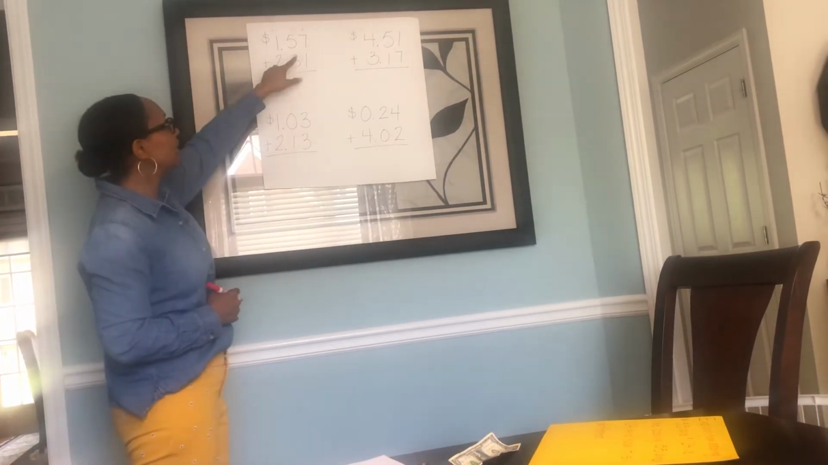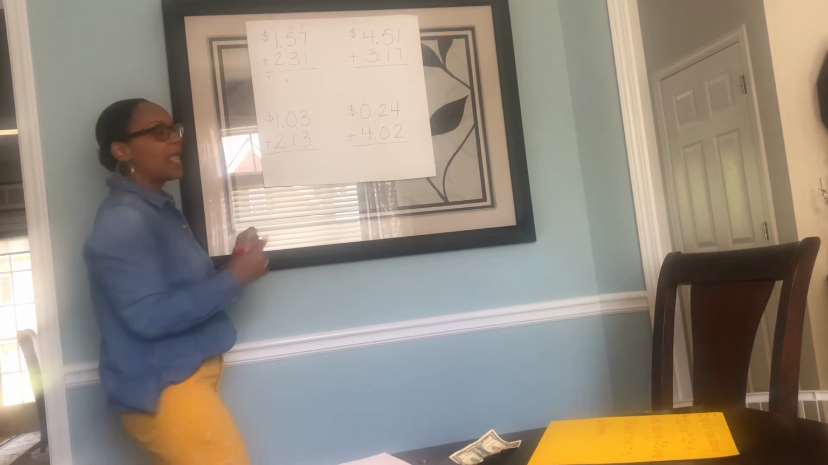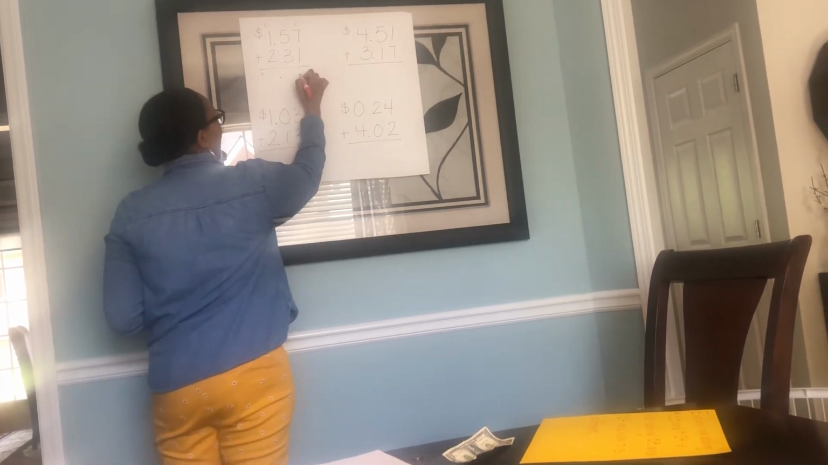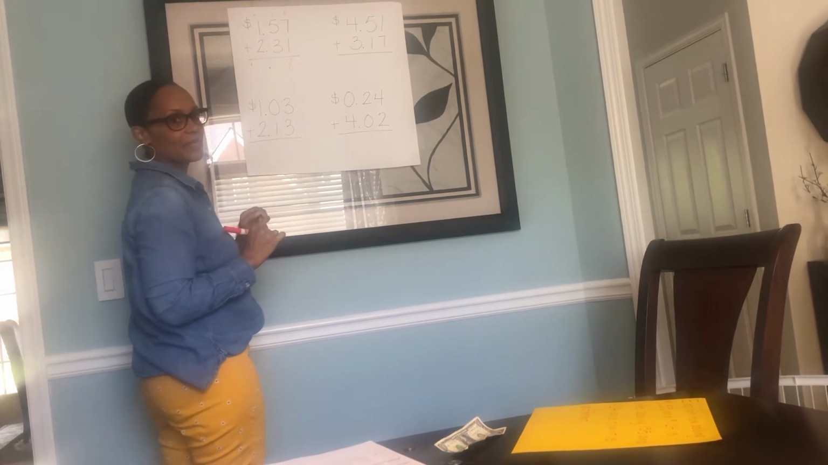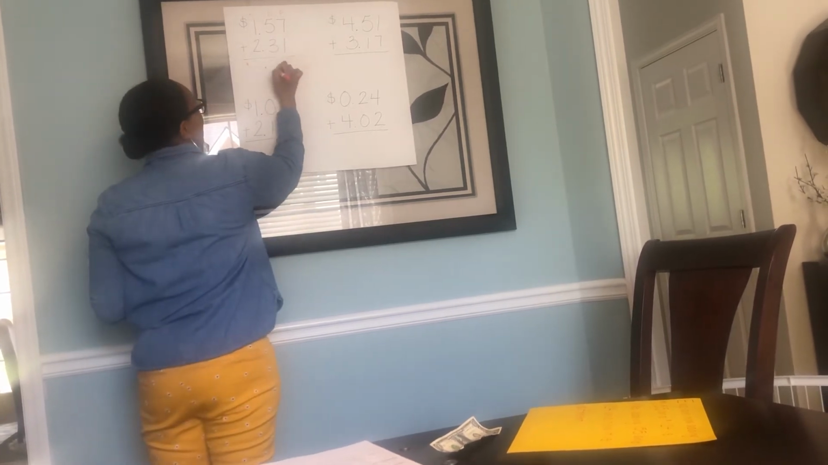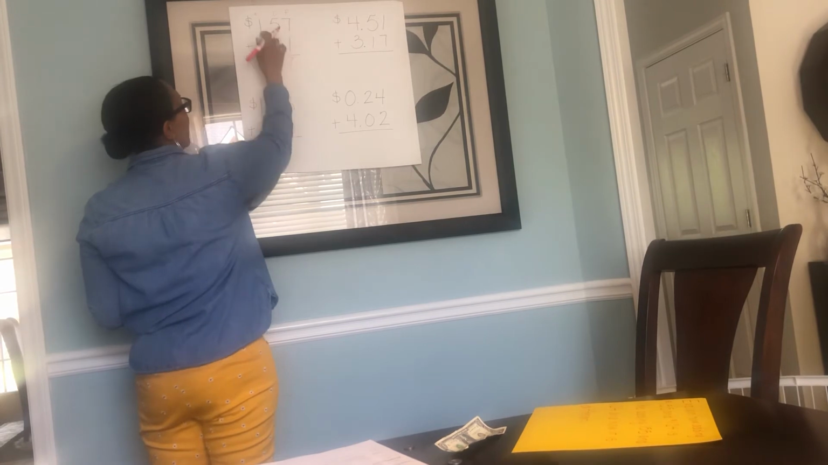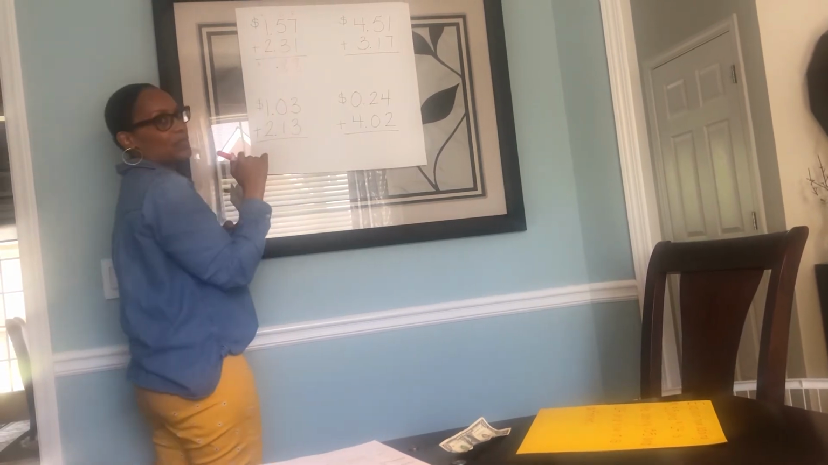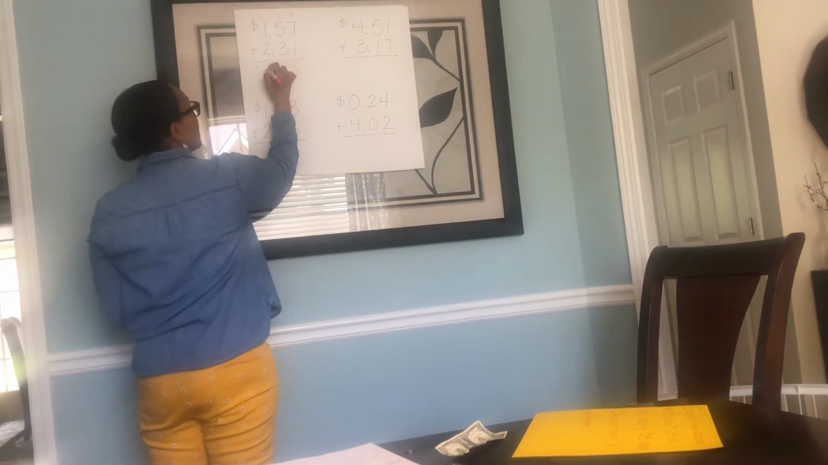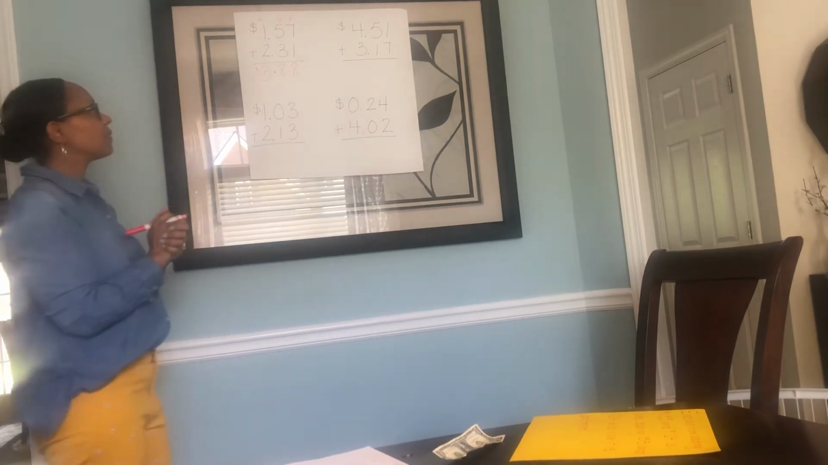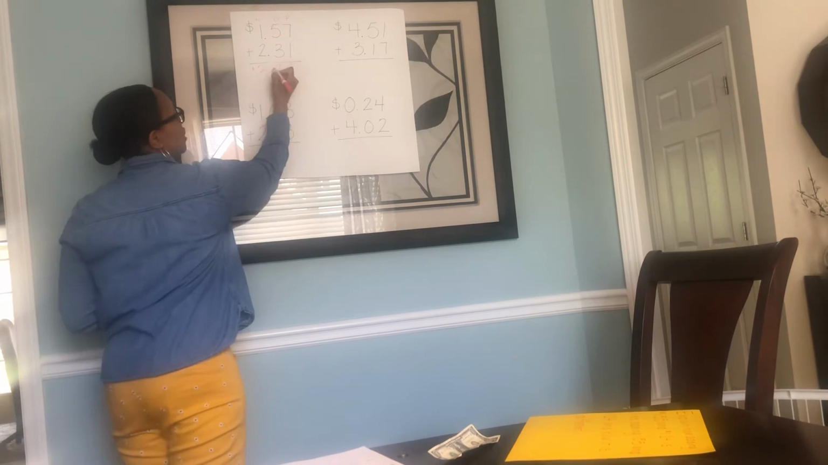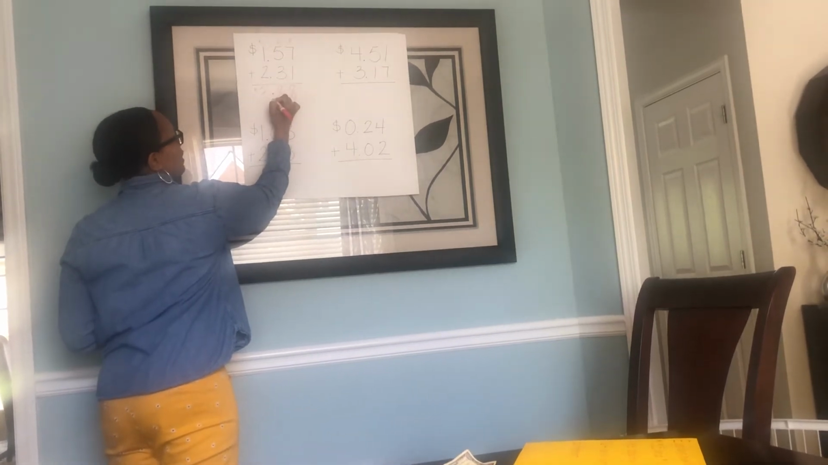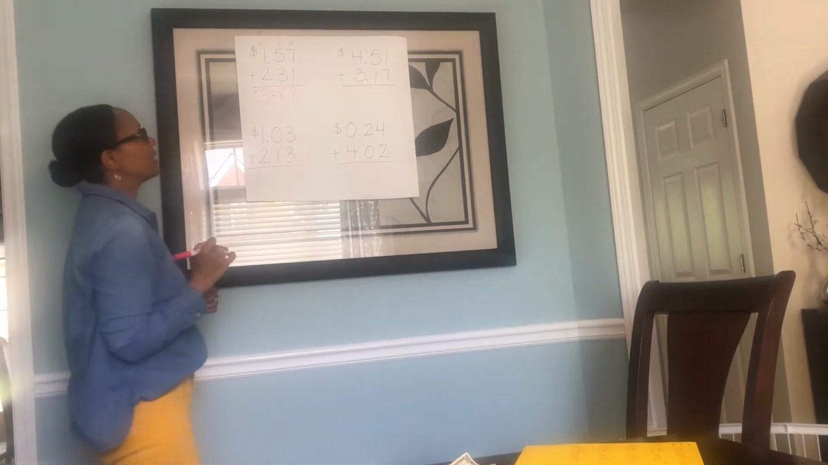So Aubrey, what is 7 plus 1? 8. So Mrs. Young is going to write 8. And what is 5 plus 3? 8. And then we have our dollar sign. And what is 1 plus 2? 3. So Aubrey, can you tell me how much money we have here? $3.88. And Mrs. Young is just going to bring that decimal point down just a little further down here.